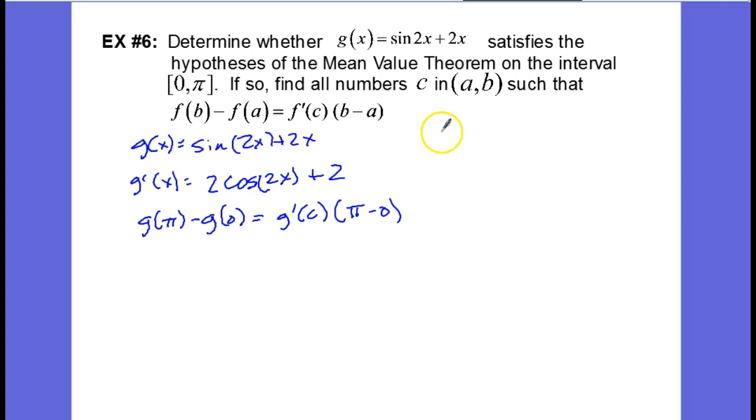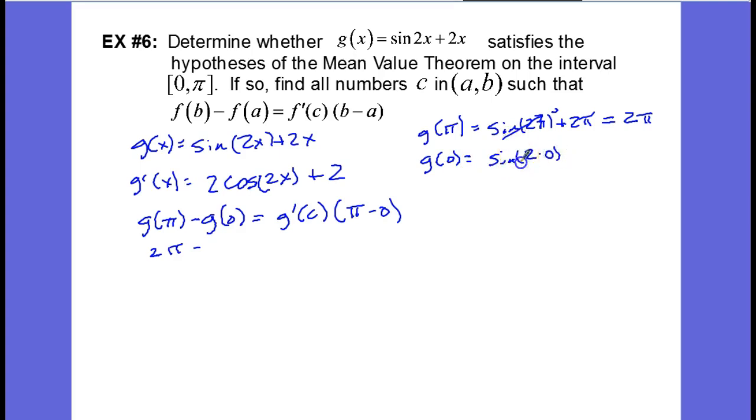Okay, so what is g of pi? Well, let's figure this out. So g of pi is equal to sine of 2 pi plus 2 pi. Well, sine of 2 pi is 0, and so this is just going to be equal to 2 pi. Now, let's see what g of 0 is. So g of 0 is equal to sine of 2 times 0 plus 2 times 0, and both of these go to 0. G prime of c, now we don't know what c is.